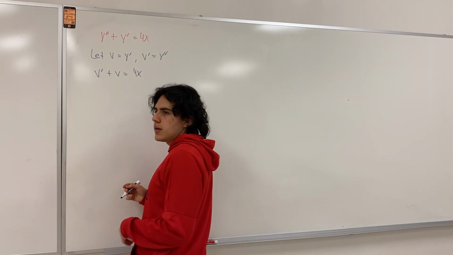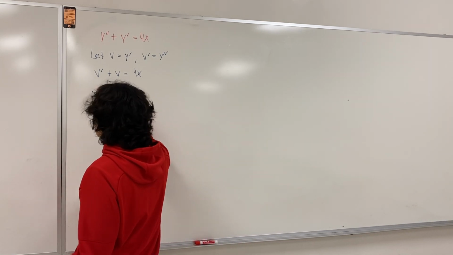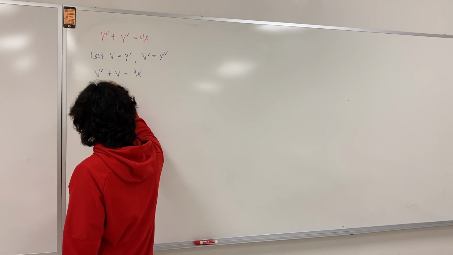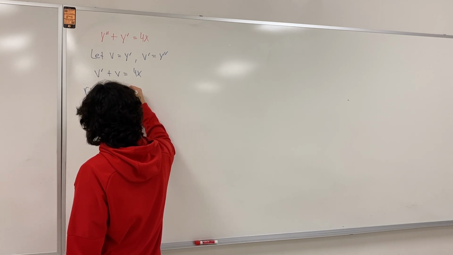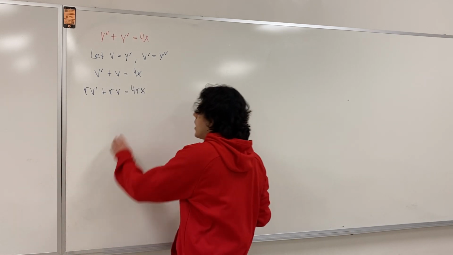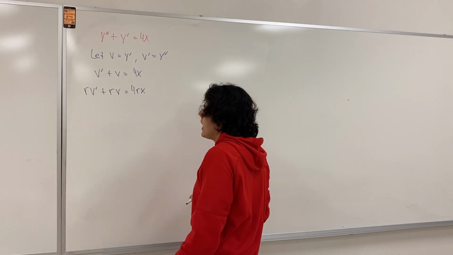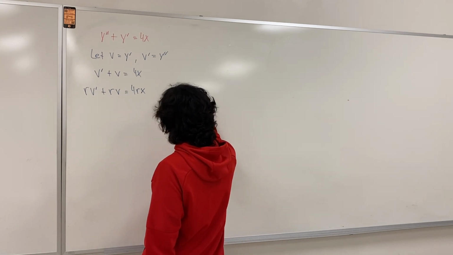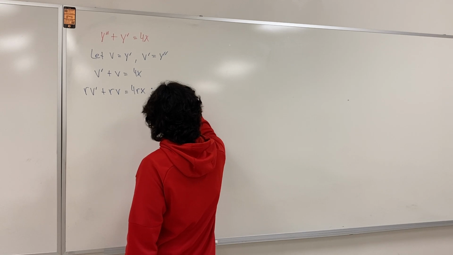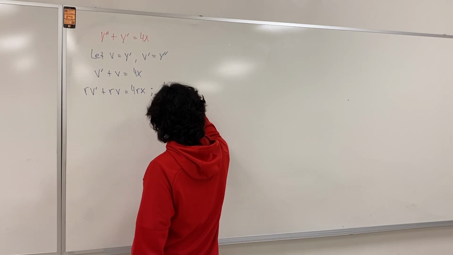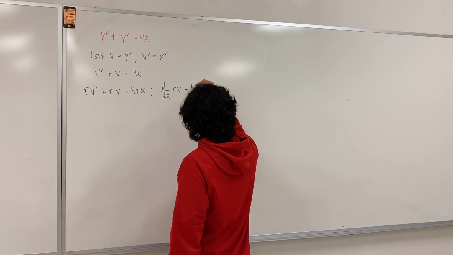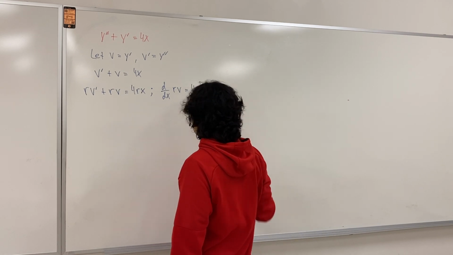So let's do it. I'm going to multiply both sides of the equation by an integrating factor, let's say r. So we're going to have r times v prime plus r times v is equal to 4r times x, okay? R is going to be our integrating factor, and it will satisfy the following condition. R will be a function such that this is true: r times v will be equal to 4r times x, okay?